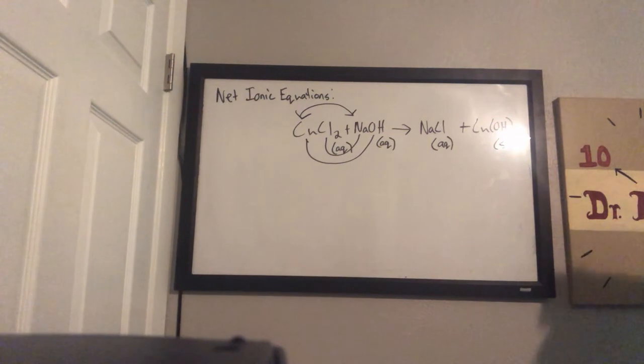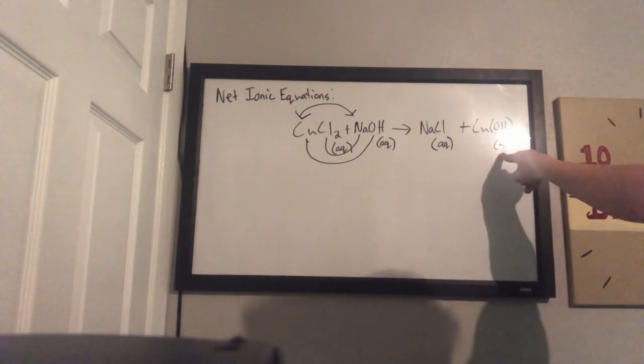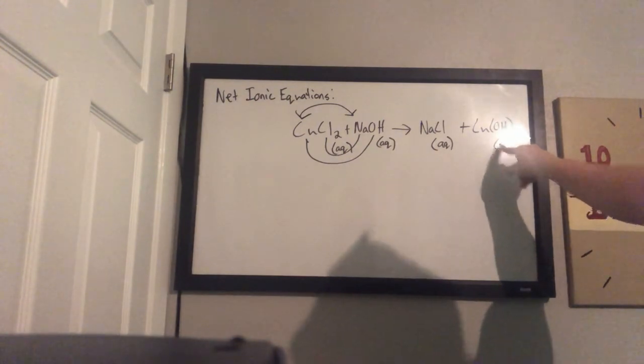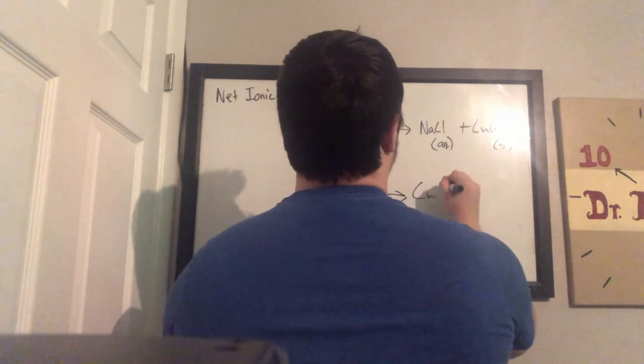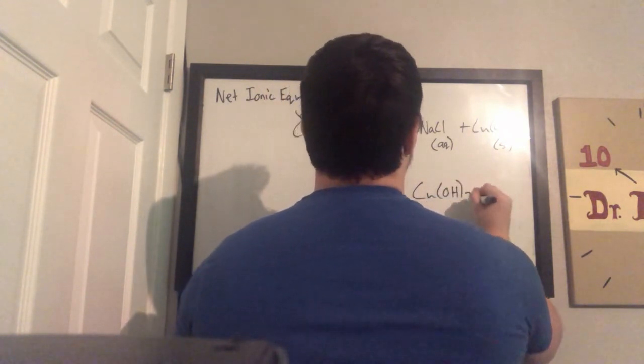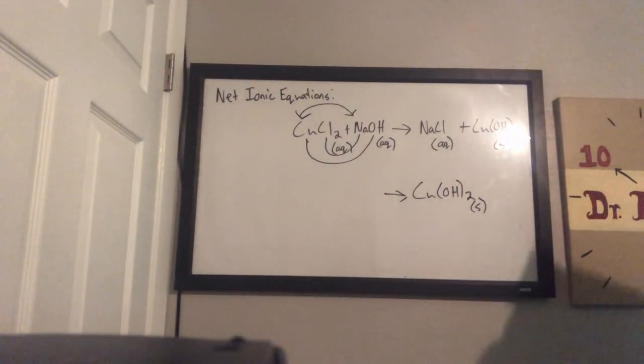So here's a little shortcut with your net ionic equations. Whatever your solid product is, that is the product of your net ionic equation. So we're just going to bring this all the way down. And yes, there's a longer process to this. This is just our review, so we're just showing you the shortcut, that sort of deal.